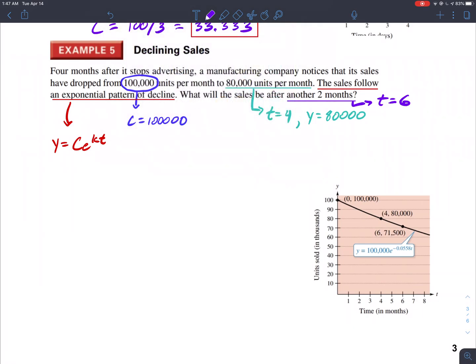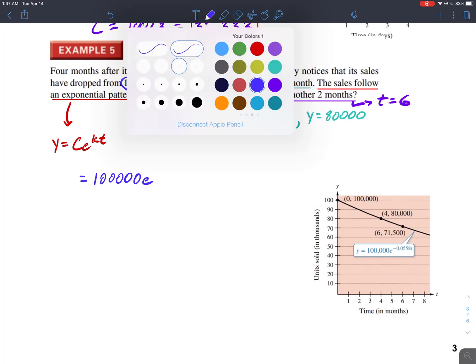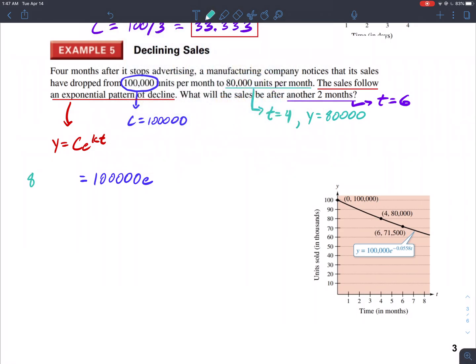Okay, so here we go. If I plug into this formula, I've got y equals 100,000 e to the kt. We can go ahead and say if y is 80,000, then I can put 4 in for t and solve for k. So if I divide 80,000 by 100,000 and I isolate the k value, I'm going to find k is equal to natural log of 0.8.